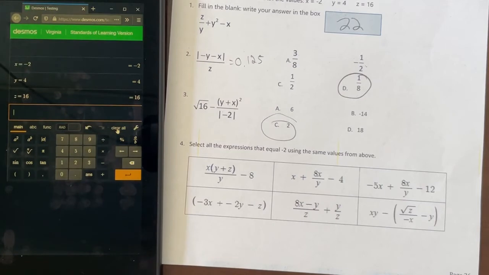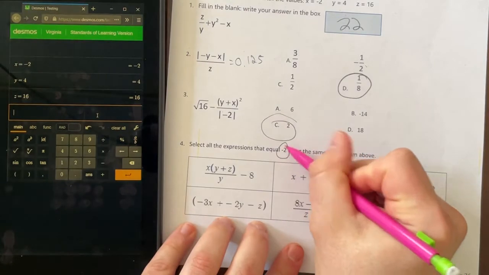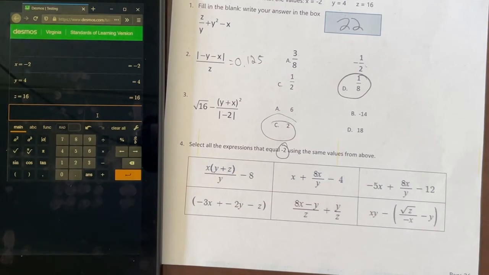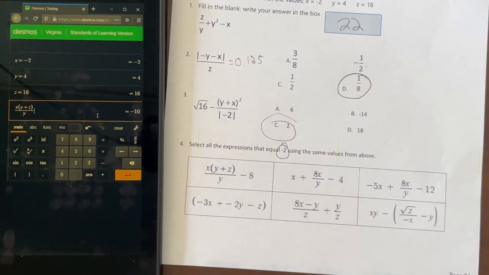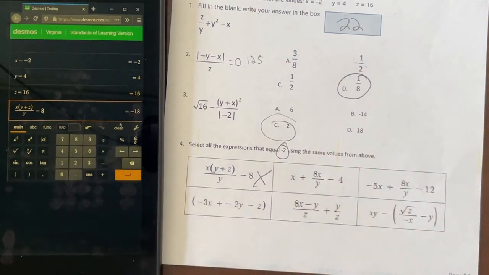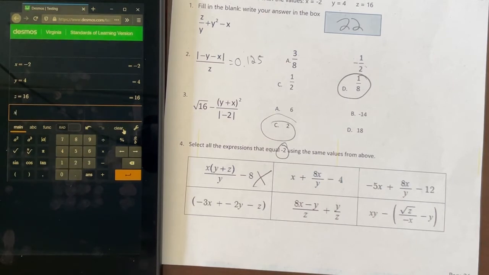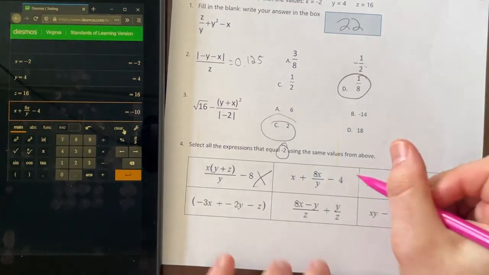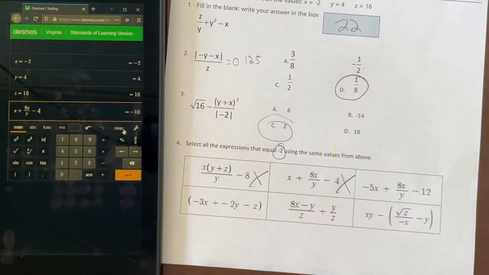All right, so let me hit clear. And so now what I can do is this. I can type these in exactly as they look. I'm looking for when it equals -2. So if it doesn't equal -2, I will not select it. So I'm saying, okay, I have x times y plus z divided by y, and then I have to have -8. Is that -2? It is not, so we don't select it. I can hit clear. I can hit x plus 8x over y, and then I say -4. Is that -2? It is not, so I don't select that one either.